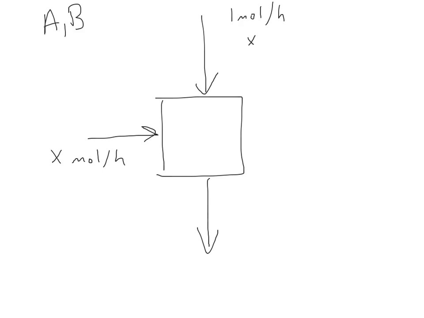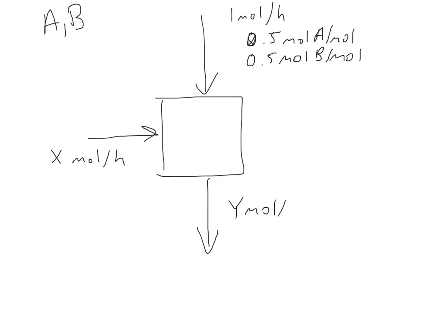and I'm going to say this has a 0.5, did I say mass? I meant moles A per mole, and by the relationship between the mole fractions, 0.5 mole B per mole. And let's assume that I know some information about this stream coming out. I'll label this as Y moles per hour.